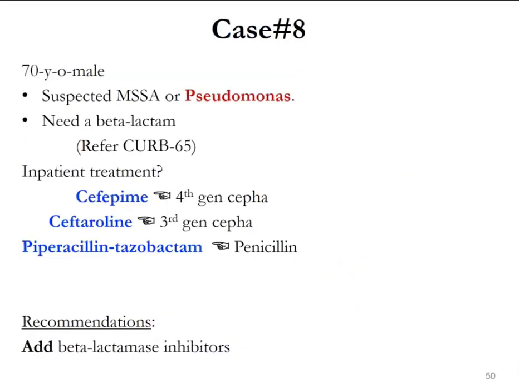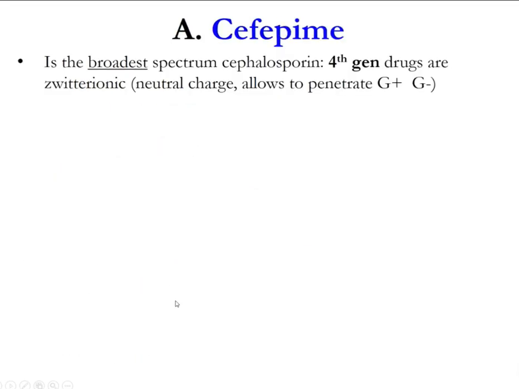Okay. Next patient. You have a patient with a suspected MRSA, but Pseudomonas coverage you need. You look at the curve, you need a beta-lactam. I already told you, but we're going to revise this one more time. For Pseudomonas, if you have to pick a beta-lactam, we have more choices: imipenem, cilastatin, meropenem, all those. But we're going to pick from this: 4th generation cephalosporin, cefepime; 3rd generation cephalosporin, ceftazidime; and penicillin, piperacillin-tazobactam. That means you can add a beta-lactamase inhibitor with this. That's why tazobactam. Okay, let's look at this one by one.